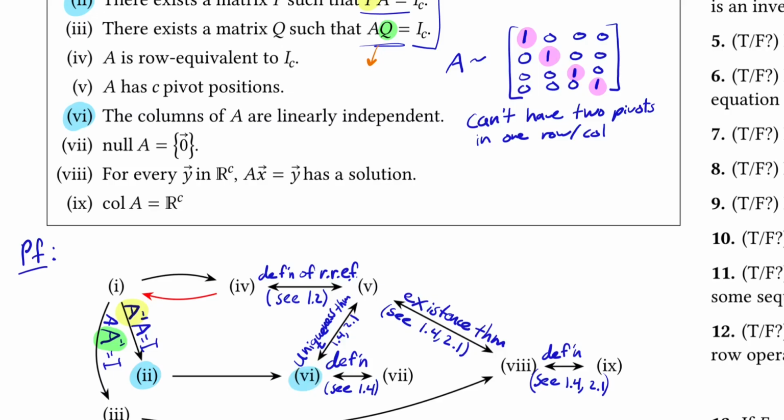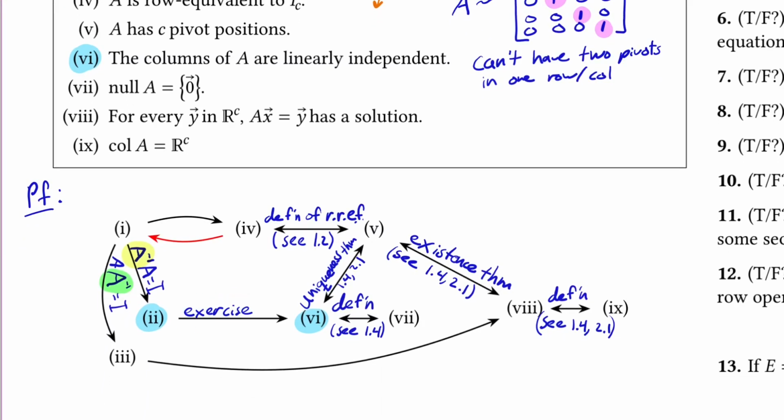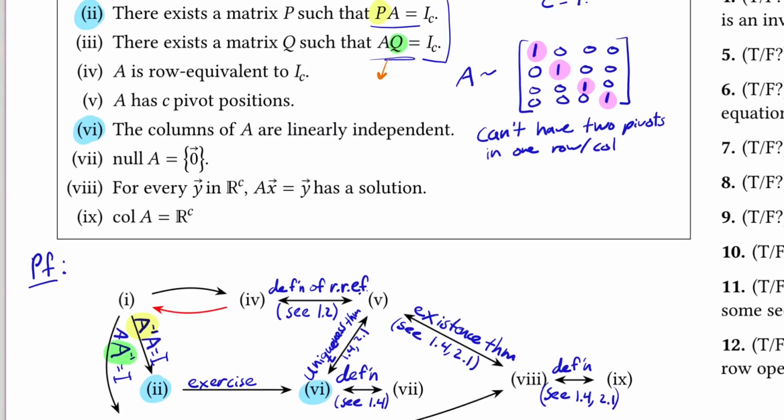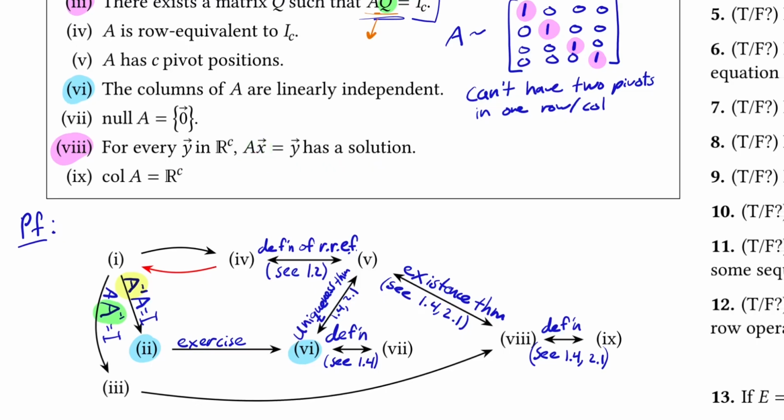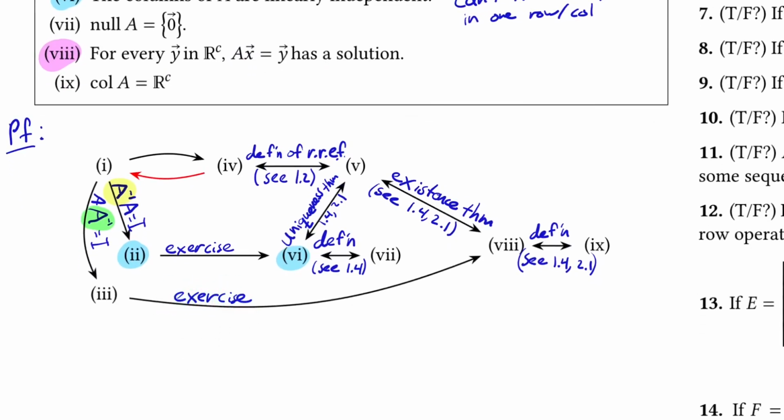It's one of the exercises in section 2.2 or 2.3, I believe. And it's actually the same thing that 3 implies 8. That if there exists a Q so that A times Q equals the identity, that implies that AX equals Y always has a solution. So you're going to do that bit.